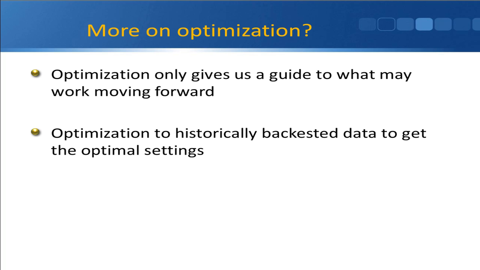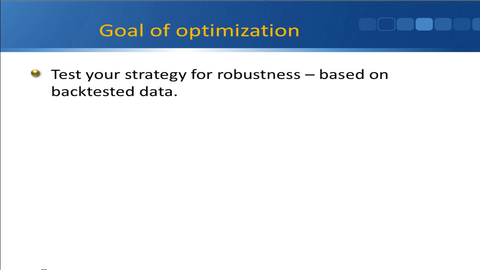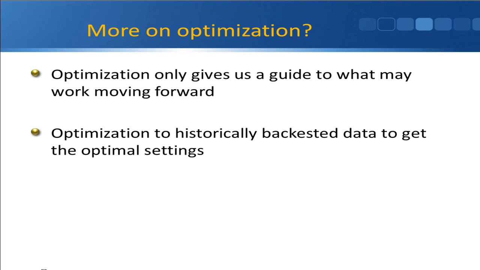More on optimization. It only gives us a guide to what may work moving forward, so there's obviously no guarantee of future results. And optimization is to historically backtested data to get the optimal settings. Again, you're coming up with optimal settings from backtested data, so we've got to make sure that our strategy is robust moving forward, and we're going to start laying some foundations, or some criteria, for determining whether the optimization that we do is going to be appropriate moving forward. So the goal of optimization obviously is to be robust based on backtested data.